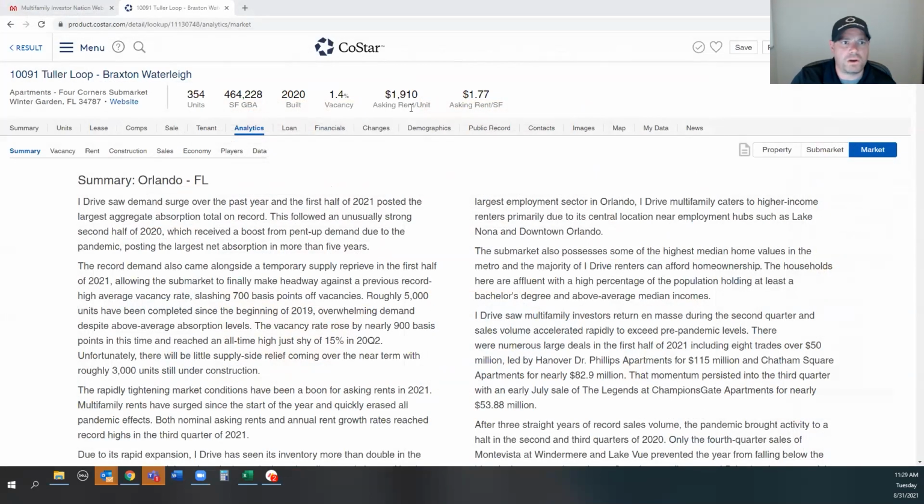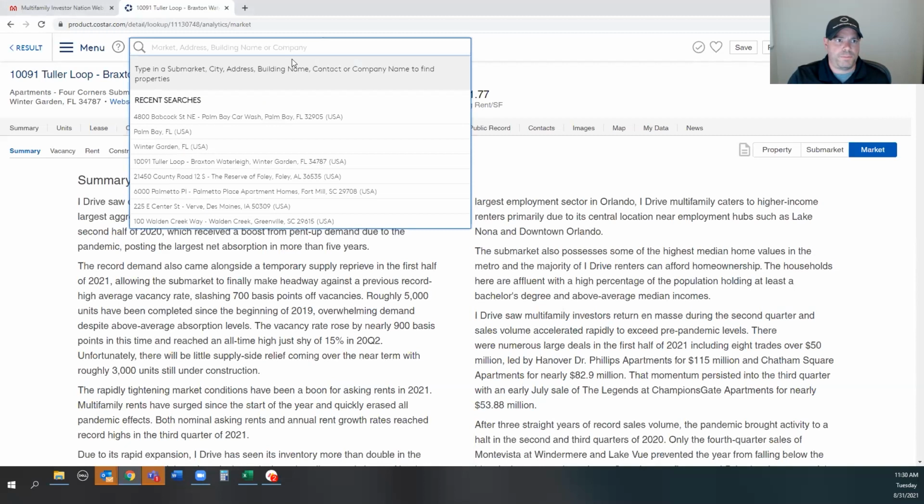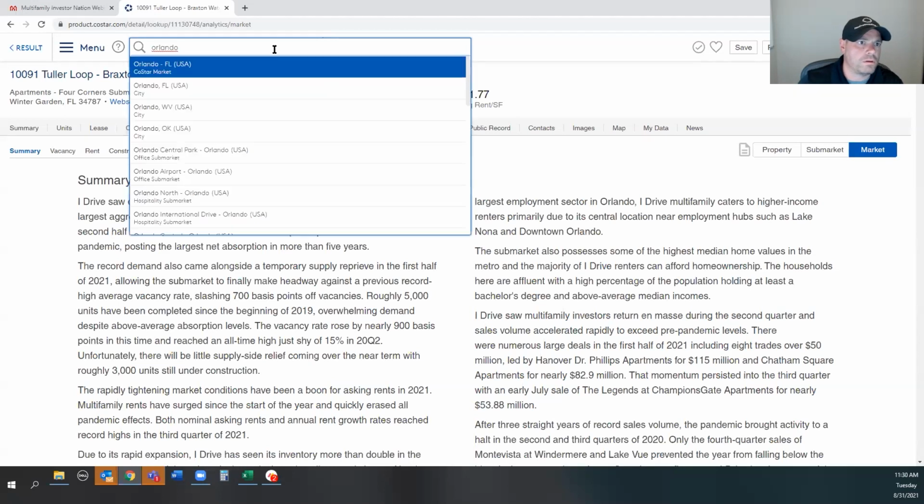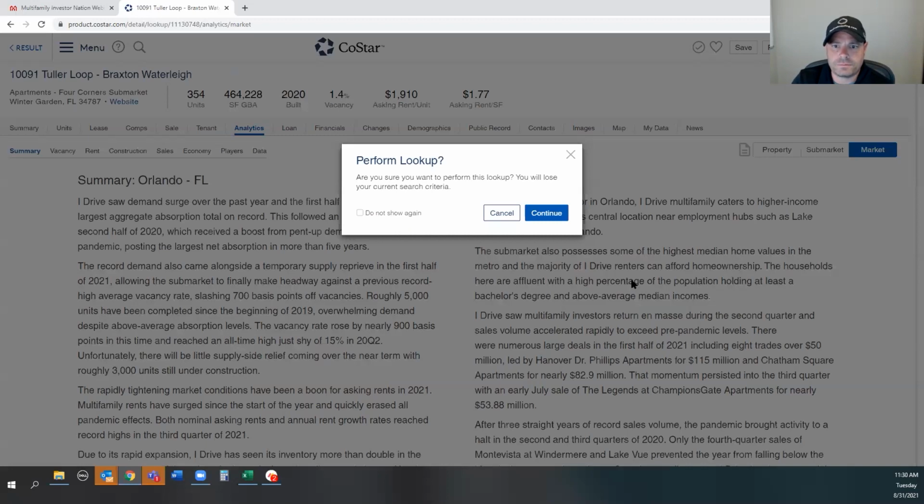All right. Now I want to go to the main page, and let's just look at a particular market.